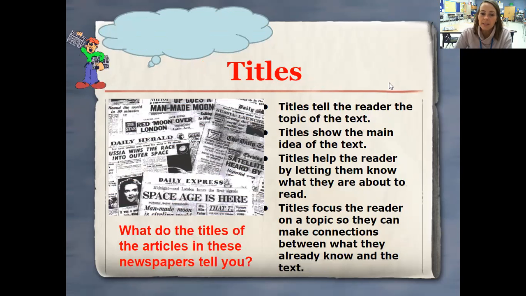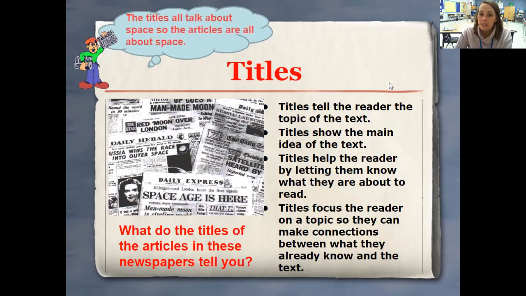All right, this next one is big. And we are going to see this text feature a lot this week, and it is titles. So titles tell the reader the topic of the text. We know that the title is usually right up at the top, right? It helps to show the main idea of the text. Think back a few weeks ago when we did main idea back before Christmas break. The title gives you a big hint as to what the main idea is. It helps the reader by letting them know what they are about to read. And it focuses the reader on a topic so they can make connections between what they already know and the text.